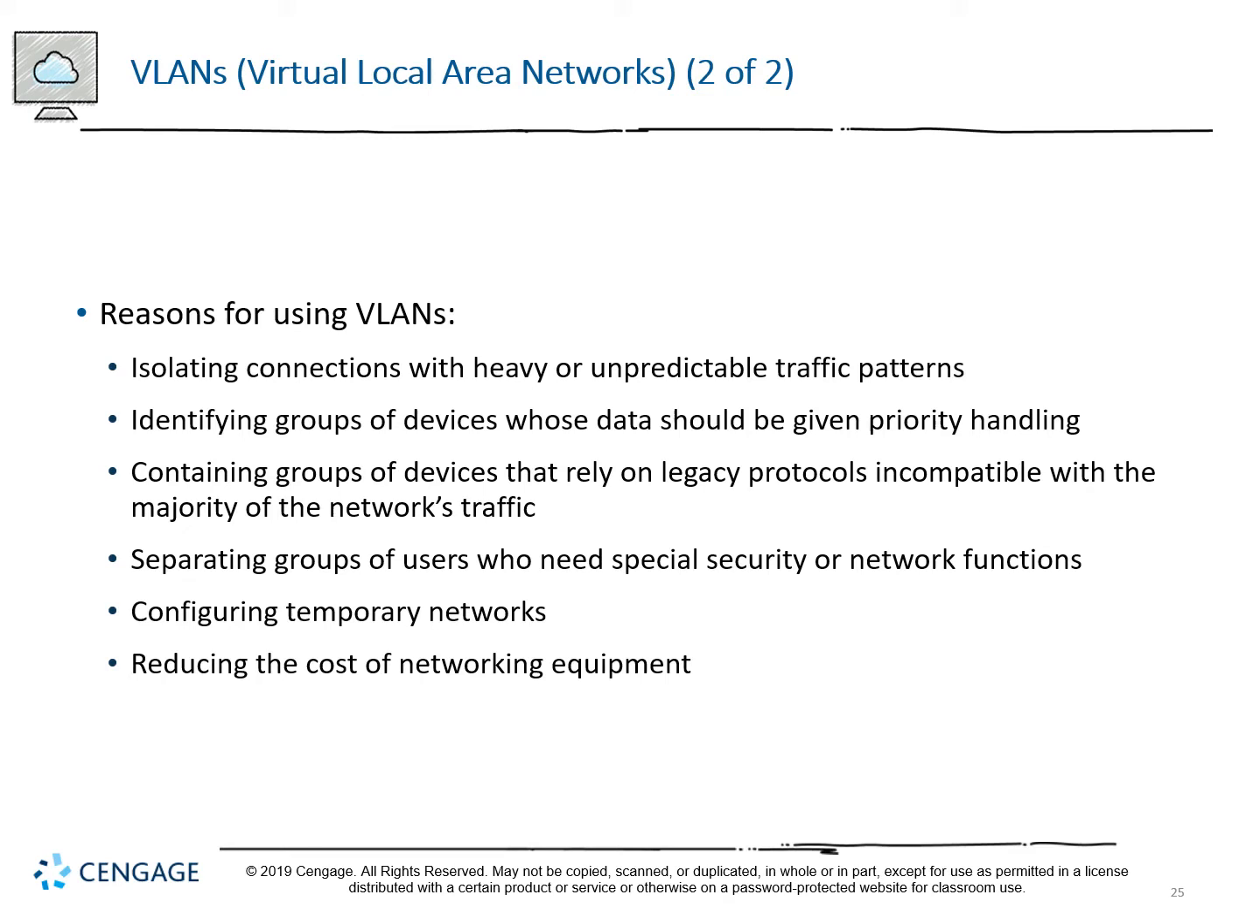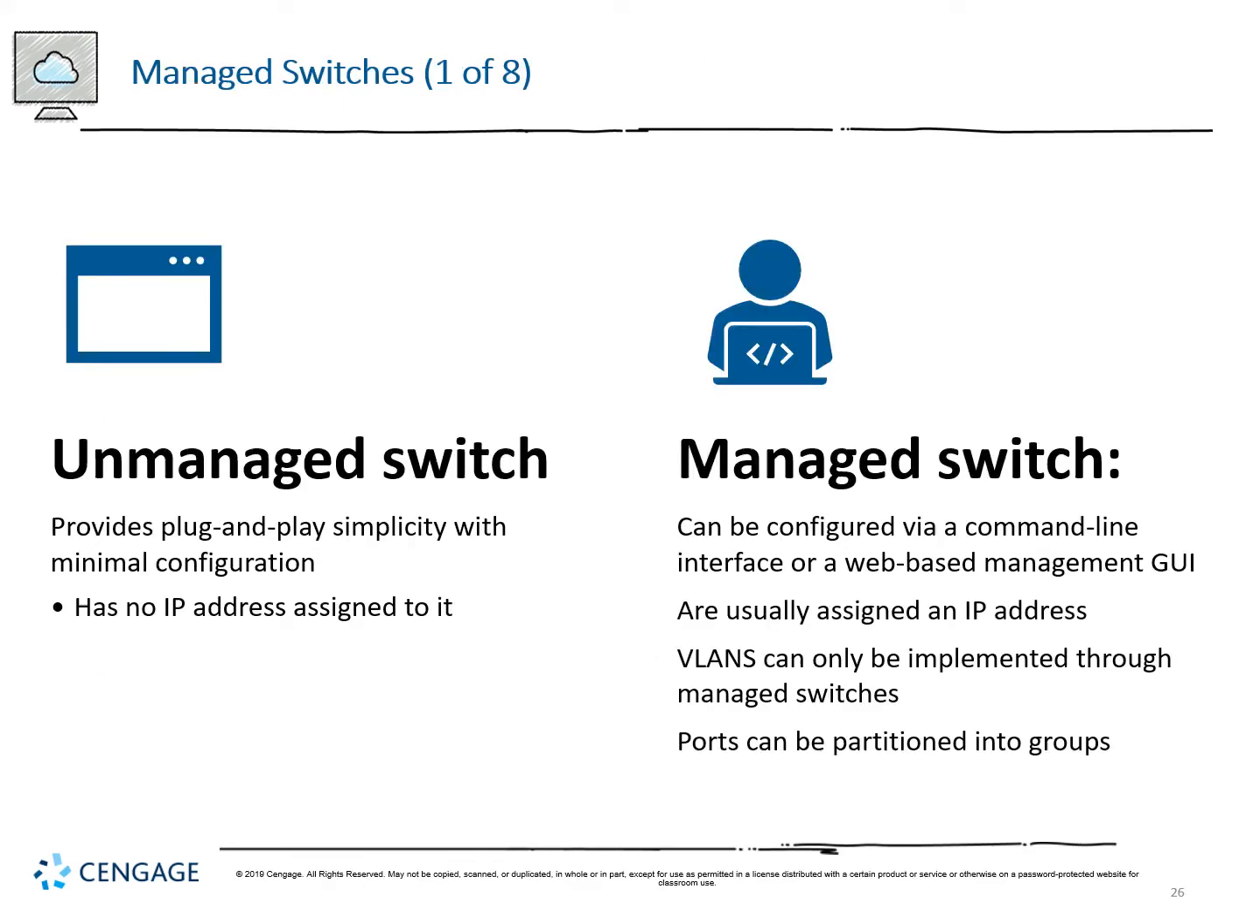We may also need to separate groups of users who need special security or network functions. We may need to separate out traffic that's coming in from a VPN. We can also configure temporary networks this way, especially for experimental stuff, sandboxing, if you will. And we can also reduce the cost of networking equipment in this way. Rather than having to have a dedicated switch for this particular type of traffic, we can just dedicate a certain number of ports to a VLAN.